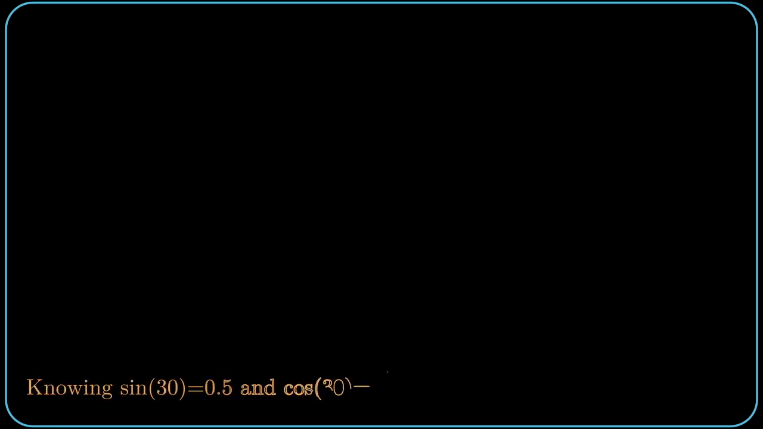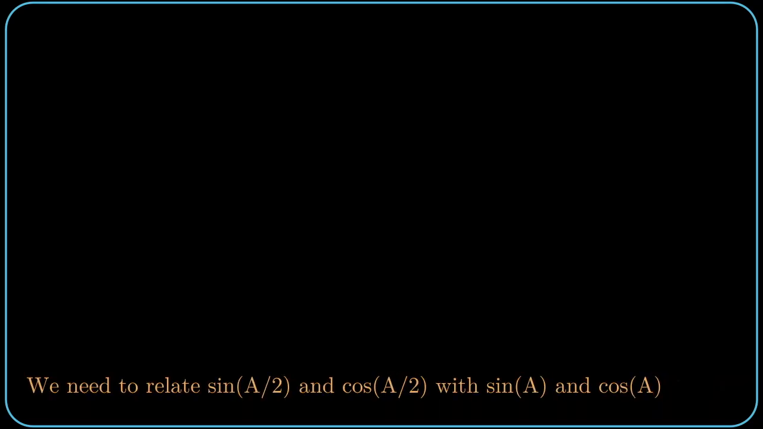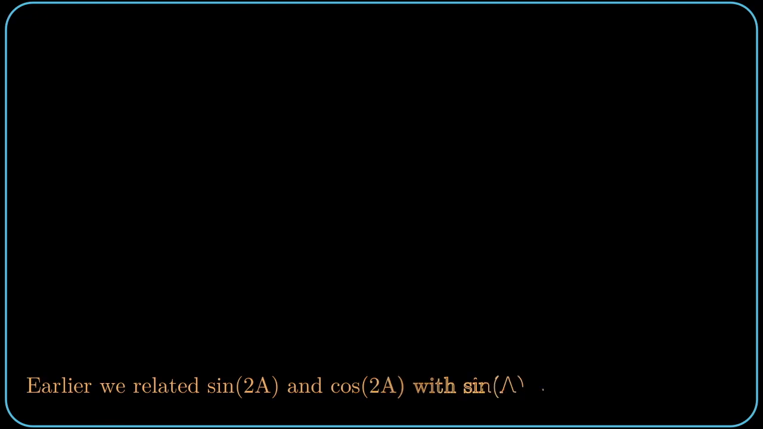Knowing sine 30 is half and cos 30 equals square root of 3 by 2, can we compute sine 15 and cos 15? We need to relate sine a by 2 and cos a by 2 with sine a and cos a. Earlier, we related sine 2a and cos 2a with sine a and cos a. We will use the same approach here.